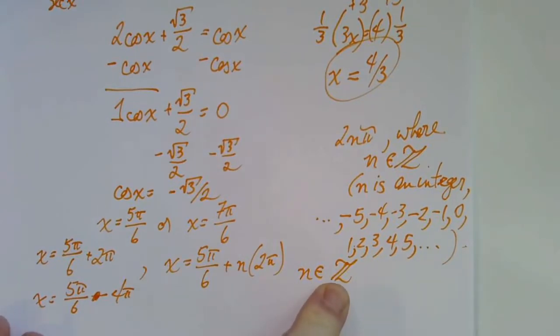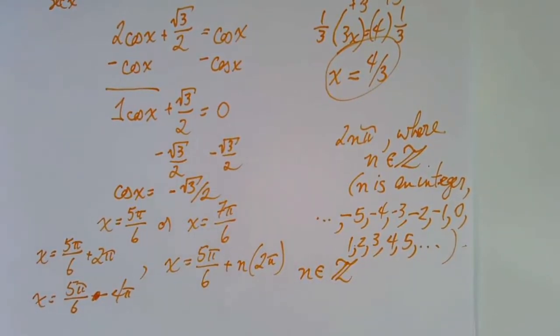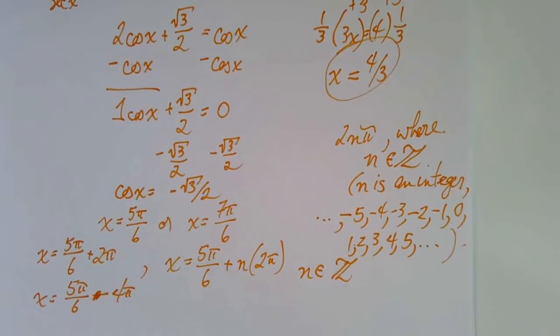We use the letter Z because in German, integer starts with Z, and that's where the word was developed.